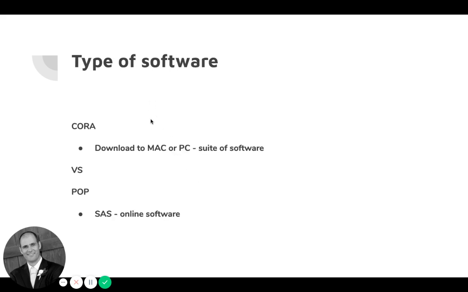The type of software: CORA you actually download to your Mac or your PC, and it's also a suite of software. There's a correlation tool, there's a comparison tool, there's kind of an outreach tool, and there's a keyword tool as well. So CORA comes with a bunch of different software. You download it to your Mac or your PC.